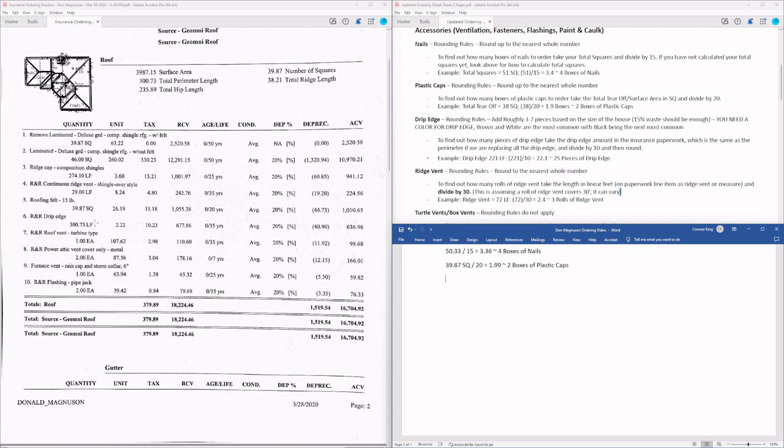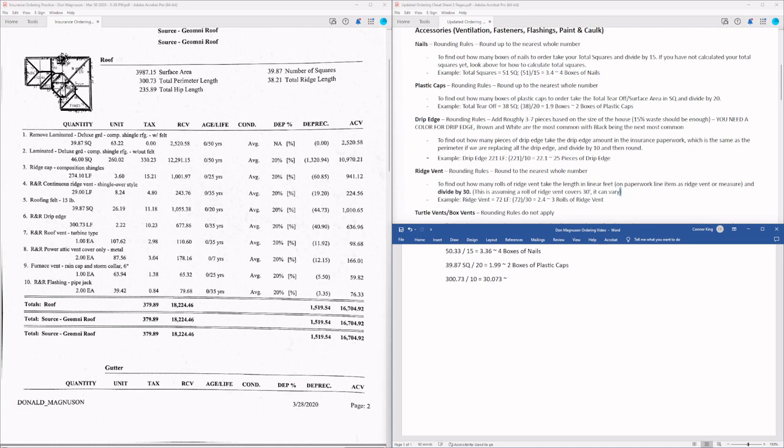And also, if this number is lower than this number and we are trying to replace it on the entire house, then we need to order off the perimeter length. So we're going to take 300.73 and we're going to divide that by 10, and we're going to get 30.073.